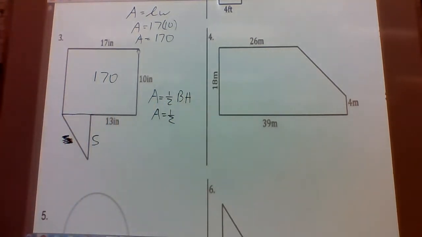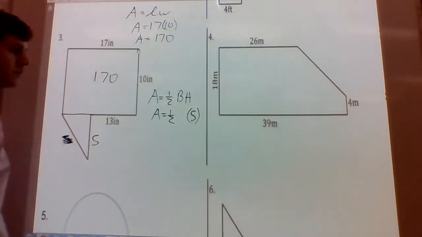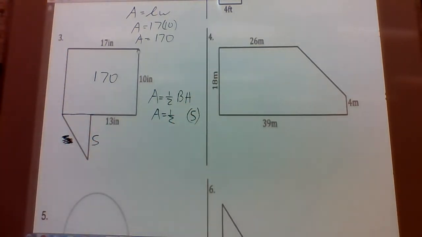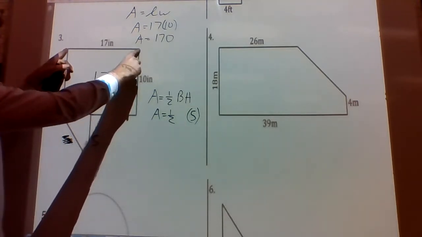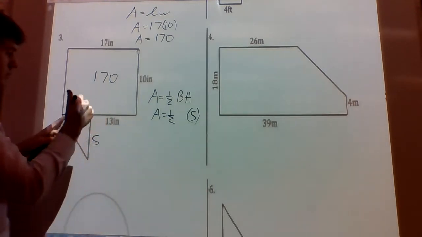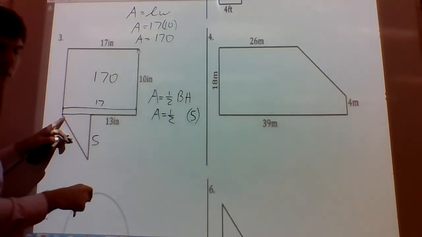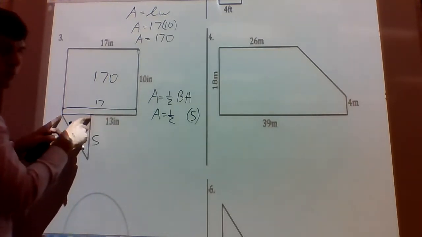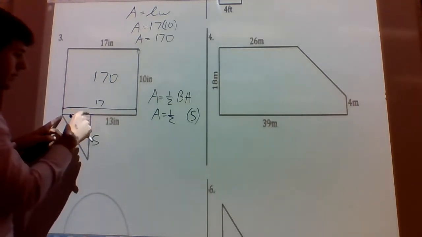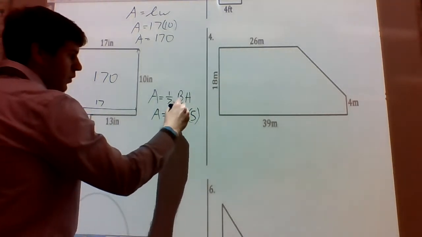The base is, we don't know yet. Height is 5. So the question is, how do we find the base? Well, we know the rectangle is 17 inches across. So on the other side, it's also going to be 17 inches across. So this distance is 17. So if this is 13, this piece has to be 4 because we have to add up to 17. 4 and 13 is 17. So our base is 4.